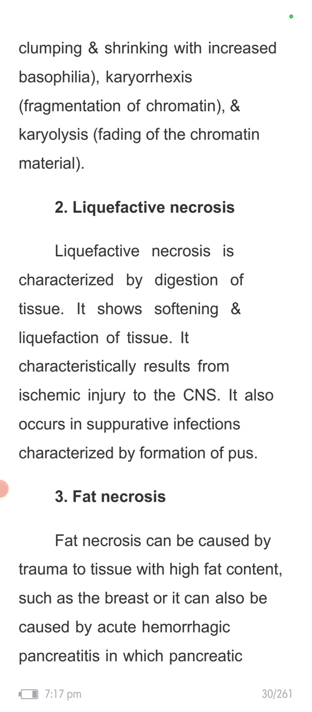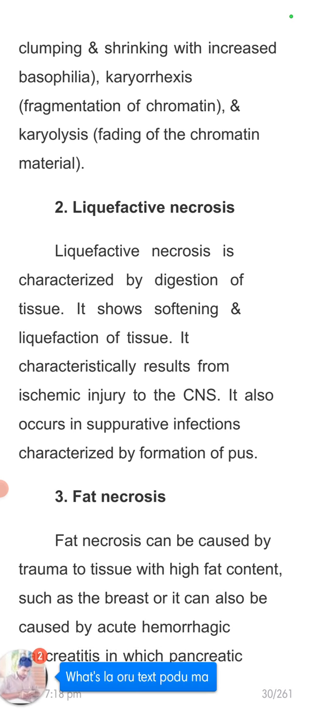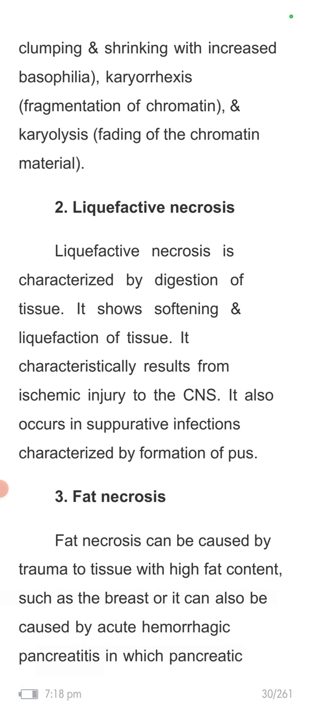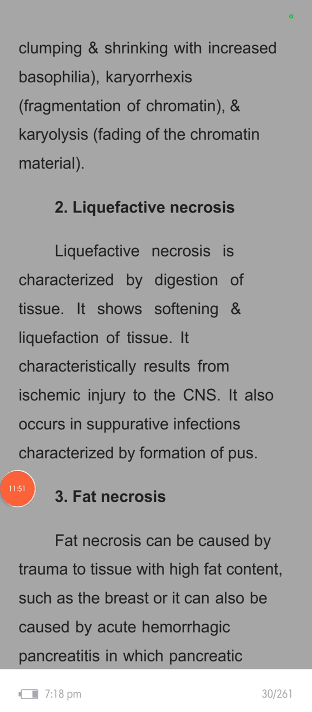Liquefactive necrosis is characterized by the digestion of tissues. It shows the softening and liquefaction of tissue. It characteristically results from ischemic injury to the CNS. It also occurs in suppurative infection, characterized by the formation of pus.